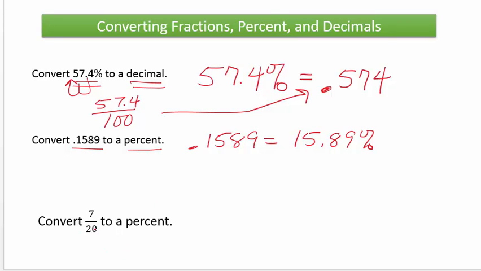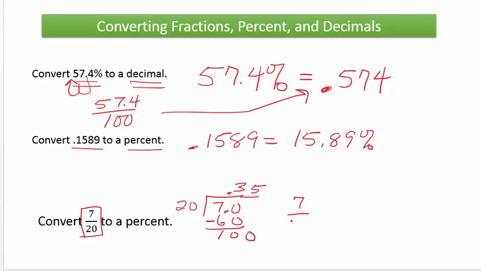Converting a fraction to a percent is really simple. First, just convert the fraction to a decimal. The way to do that is to divide the bottom into the top. So take 20 and divide it into 7, and when you do that you get 0.3. Let's see, 3 times 20 is 60, subtract, we get 10. So 20 into 100 is 5. We get 0.35. Now remember, that means 7/20ths equals 0.35.